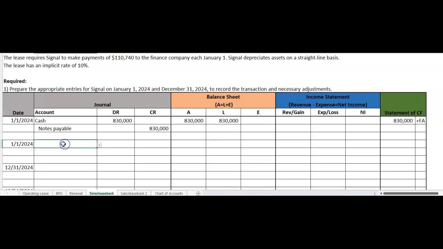Well, remember on day one, we make this first payment. So we're going to make a payable of $110,740. Keep in mind there would be no interest because no time has yet passed. So all $110,740 is considered a pay down of the principal. So our cash is going down. Our debt is going down. No impact to the income statement because there's no interest yet. And then we've got an outflow of cash from financing activities.